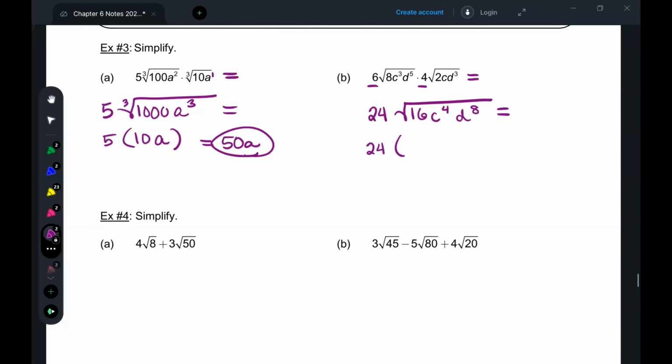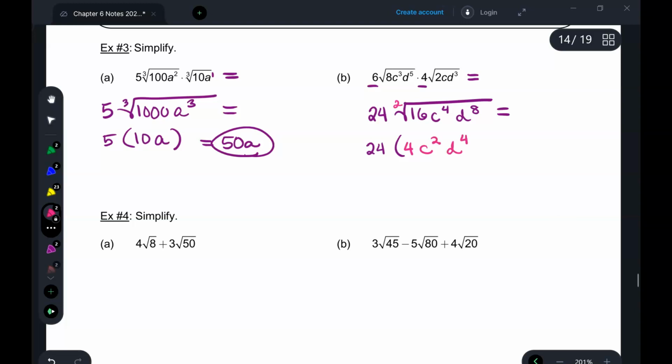So square root of 16. Is there still a 2? Yeah, whenever there's no radical symbol, we just assume that's a square root. So now we're going to get square root of 16, 4, c squared, d to the fourth.